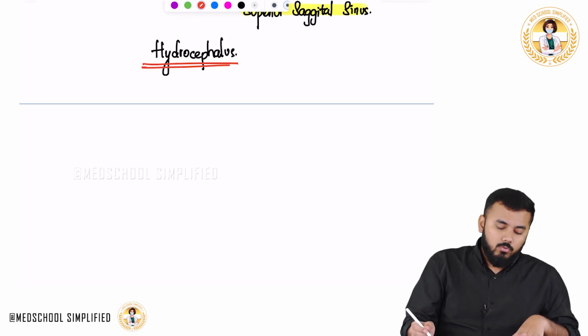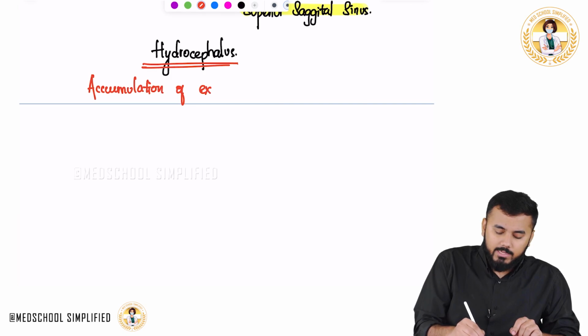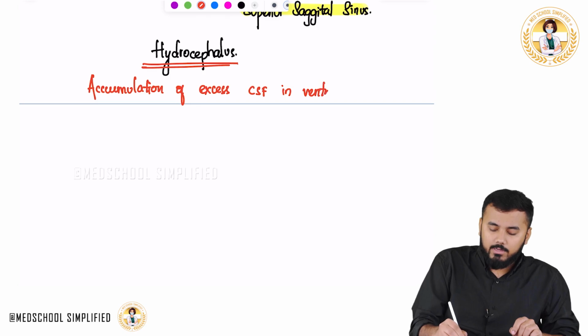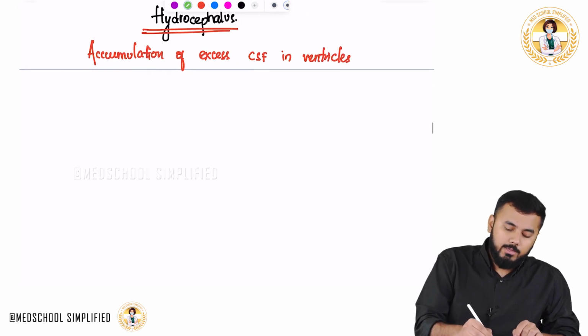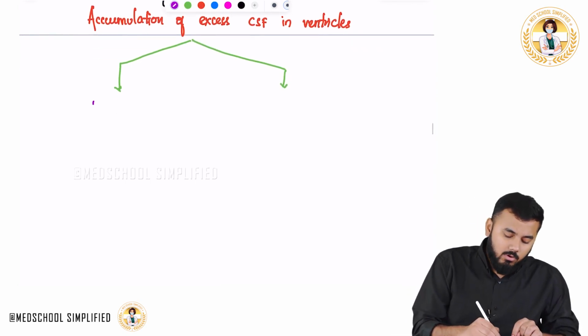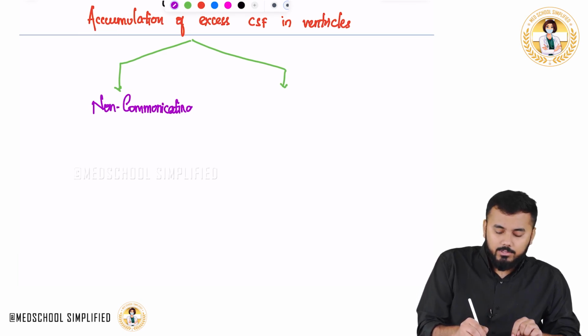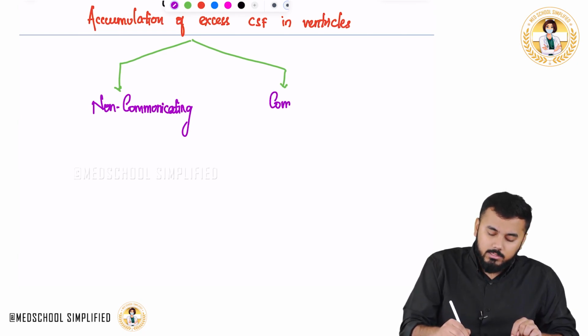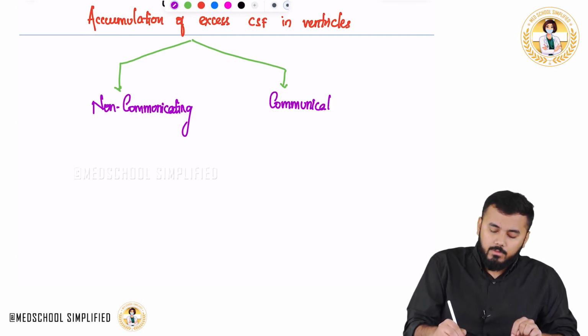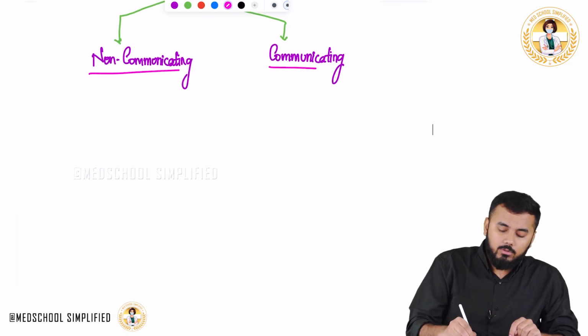Hydrocephalus. Okay. So what is this hydrocephalus? Accumulation of excess CSF in ventricles is called hydrocephalus. So there are two different types of hydrocephalus, as I have already told you. What are these two different types? One is called non-communicating hydrocephalus, and the next one is called communicating hydrocephalus. Non-communicating as well as communicating hydrocephalus.